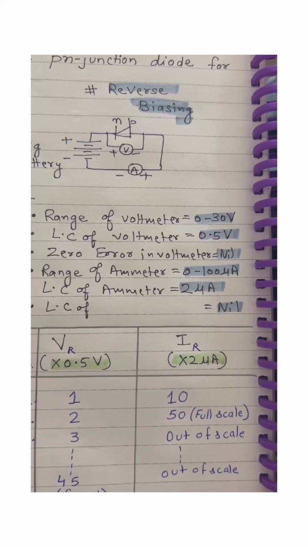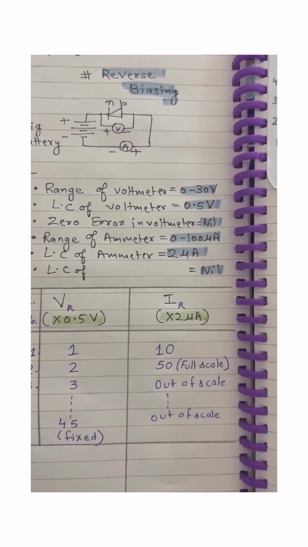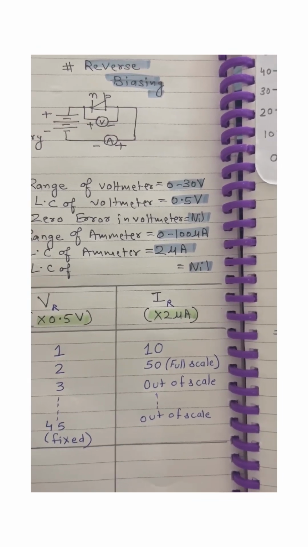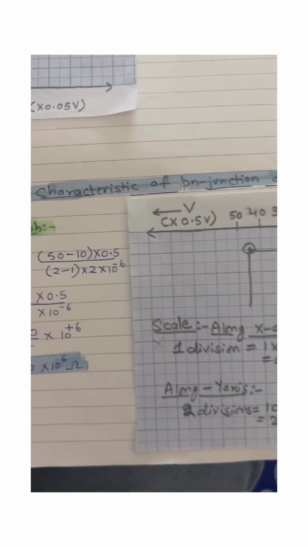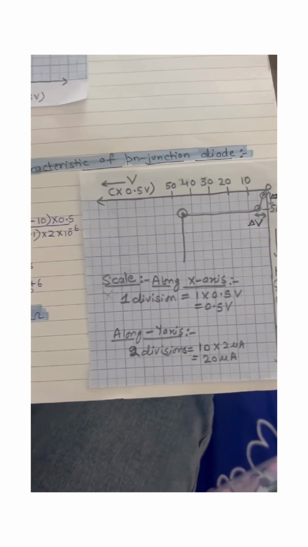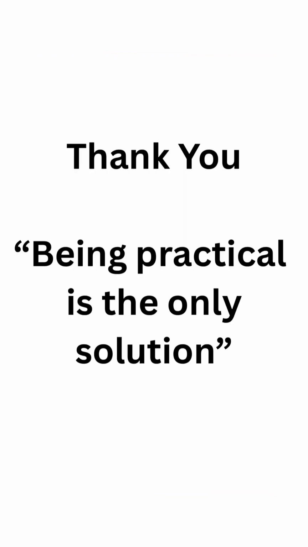Then again, the readings will be tabulated in the form of lines only, and the graph will be drawn with the help of these readings, from where we can calculate the reverse bias resistance as shown. Thank you.